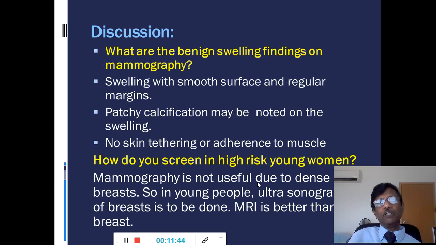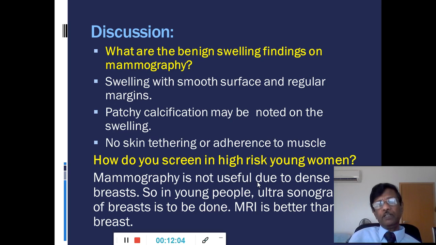What are the findings of benign swellings on mammography? Swelling with smooth surface and regular margins. Patchy calcification may be noted on the swelling. No skin tethering or adherence to muscle. Yes, so these are the findings of a benign swelling on a mammography.